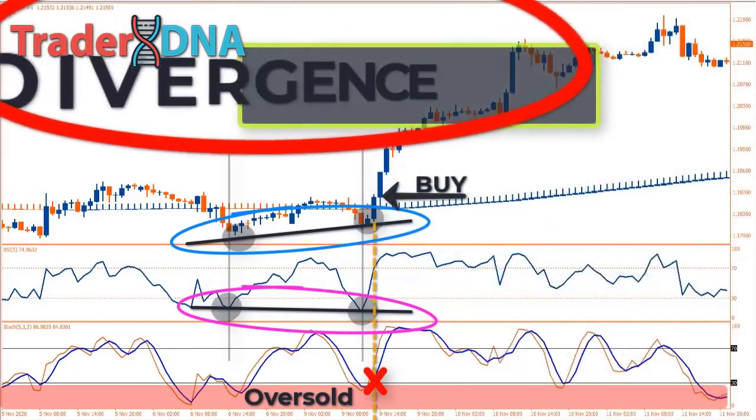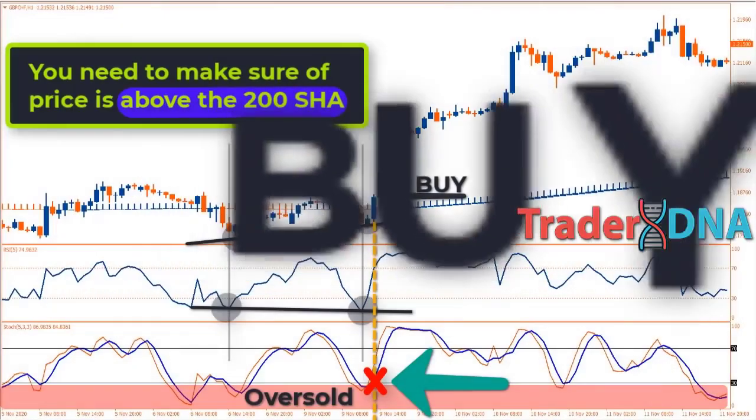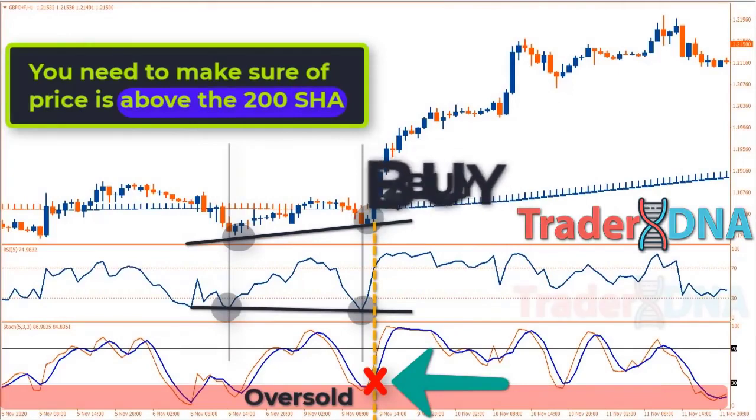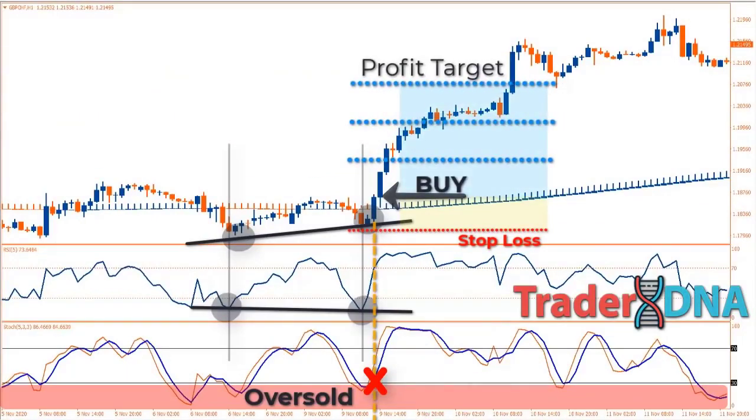200 smoothed HEIKEN ASHI is also agreeing here, which you need to make sure of: price is above the 200 smoothed HEIKEN ASHI, and we have a cross up on the stochastic oscillator right here. So this candle is the buy entry candle, and you're going to take your buy on the candle. Stop loss goes just below that nearest swing low, and you're going to target 3 times the risk for the profit target. And now, let's go to another example.